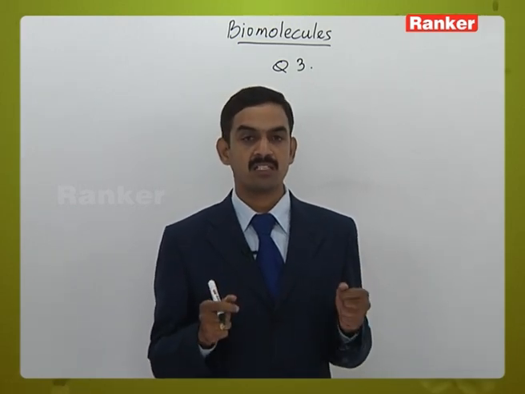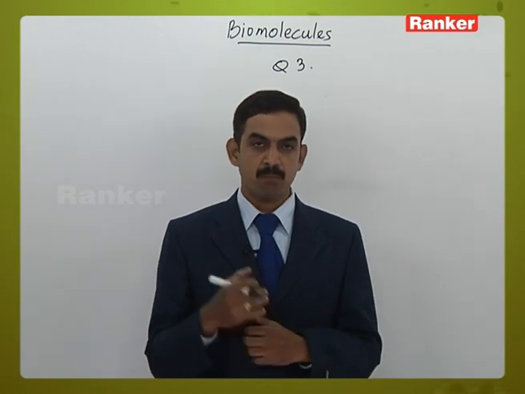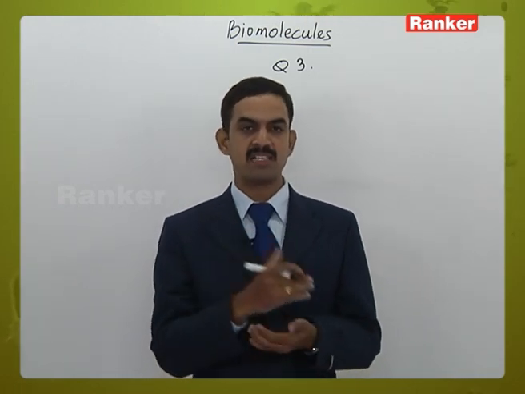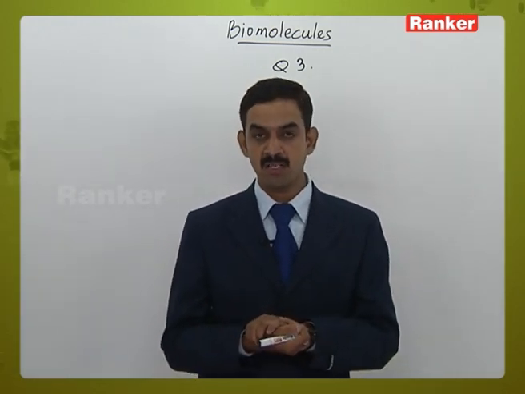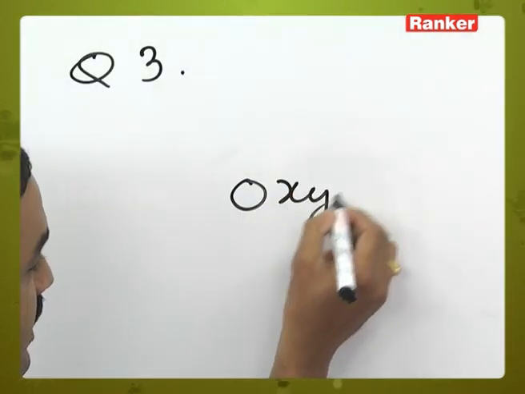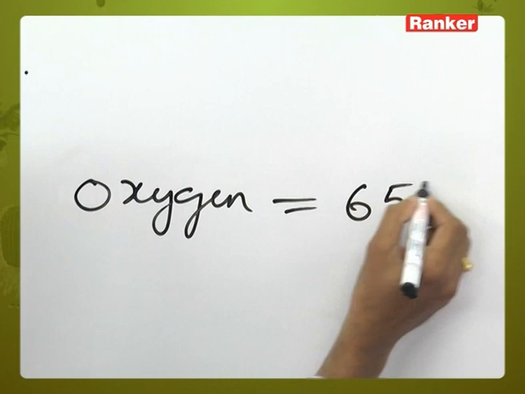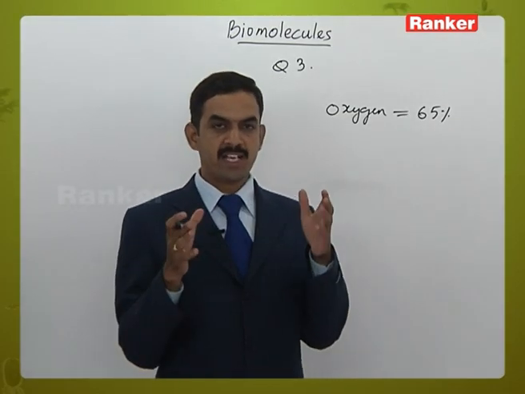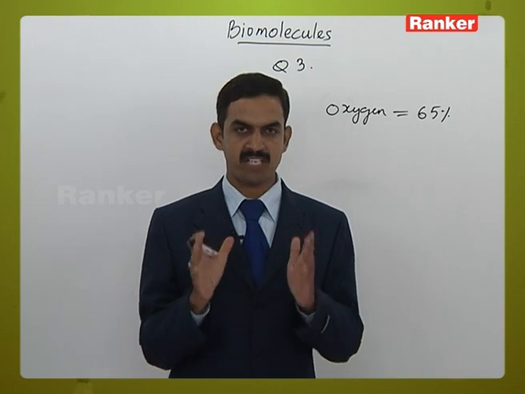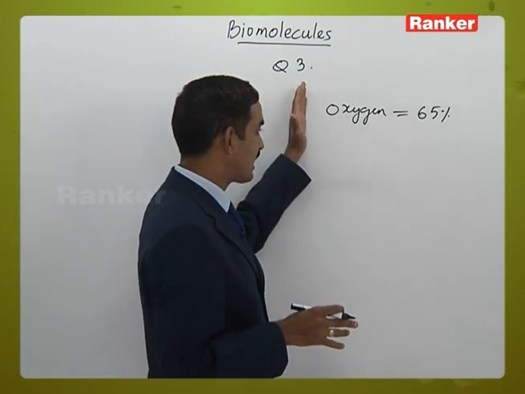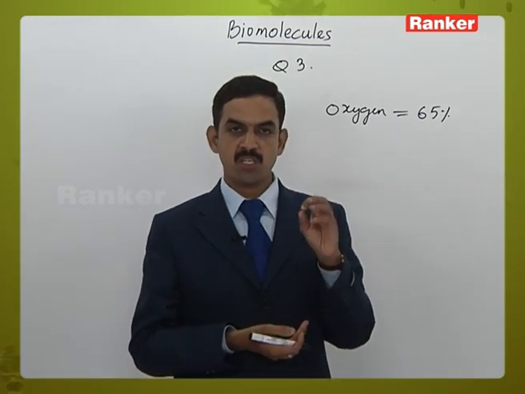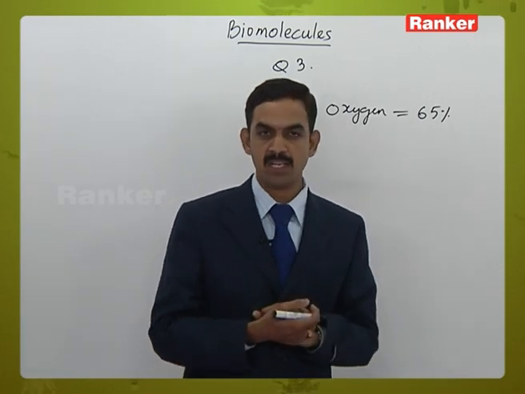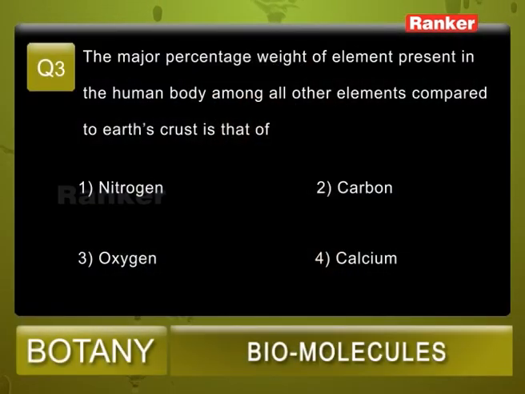Okay. Here, when you are talking about the type of elements present in the human body, we know that the human body contains various types of elements, but percentage wise, they differ from one another. Out of the given options, oxygen is the one which is 65% by weight. That means if all the elements present in a human body are 100%, oxygen itself occupies about 65%. So the major percentage weight of the element present in the human body is oxygen, which is 65%. So question number 3, the correct answer is 3.